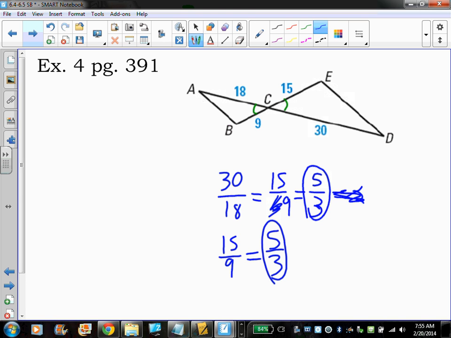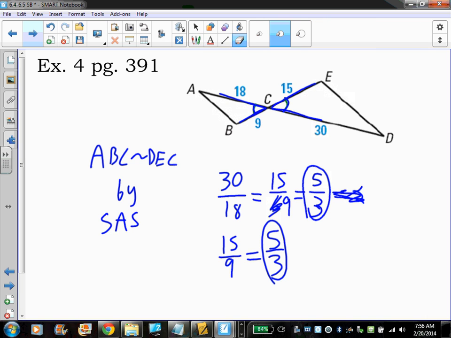So what that means is that these two triangles are in fact similar because we have the two sides that are creating the angle that are proportional, and also we have an angle that is congruent. So, we can say that ABC is similar to DEC by, this time, side-angle-side.